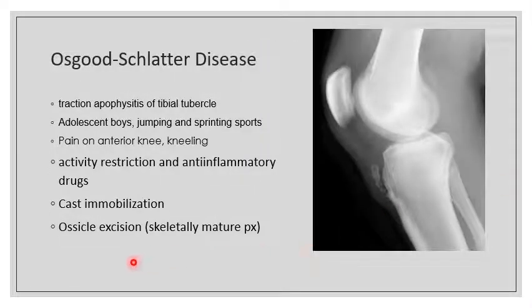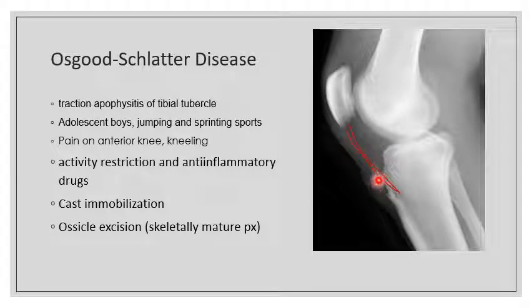So this is the last topic for this lecture. Osgood-Schlatter disease basically is a traction apophysitis of the tibial tubercle. Usually occurs in adolescent boys in jumping and sprinting sports. So there's pain on the anterior knee, particularly when they kneel. As you can see in the X-ray, there's some ossification already. The ossicle, there's some ossification. This is actually where the patellar tendon would attach. So what happens is there's a constant pull from the tibial tubercle causing pain.